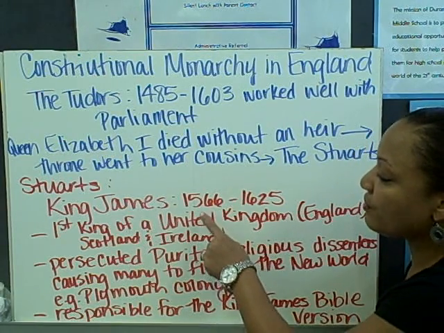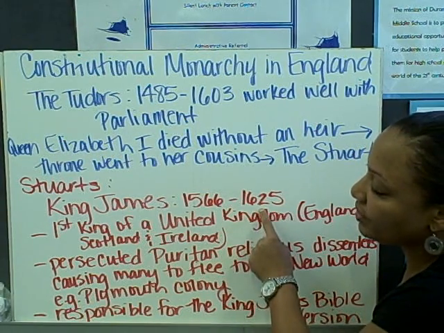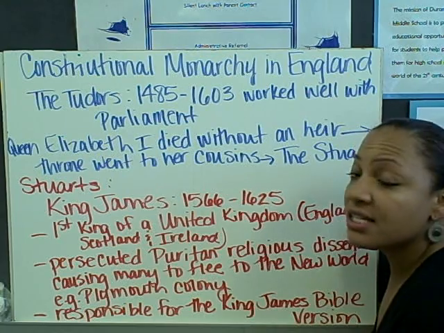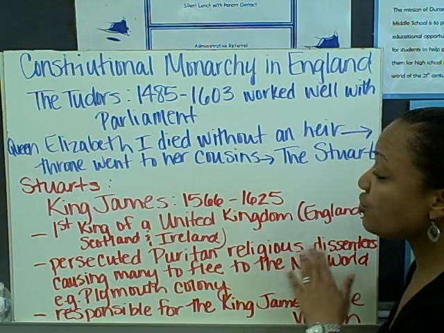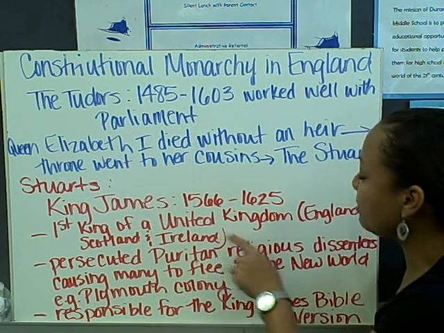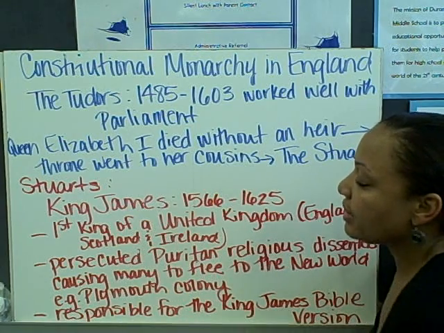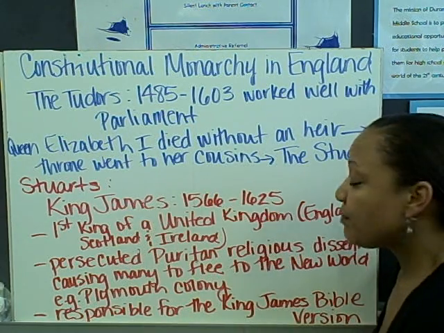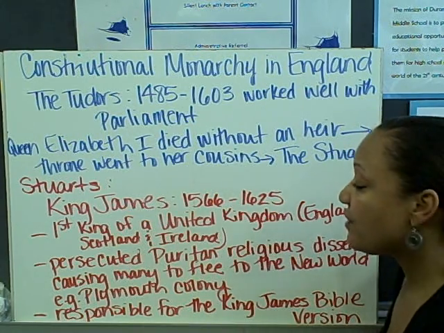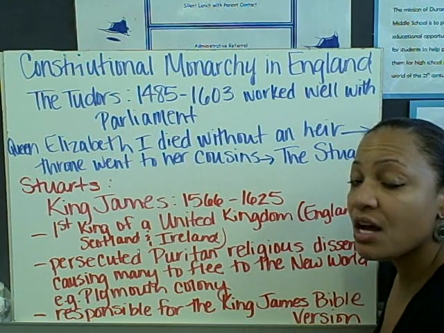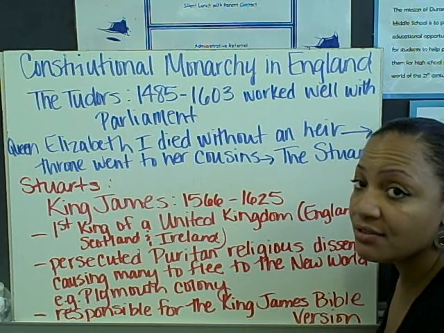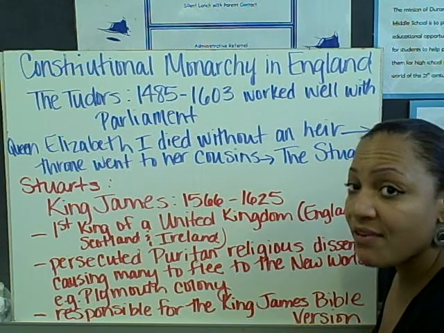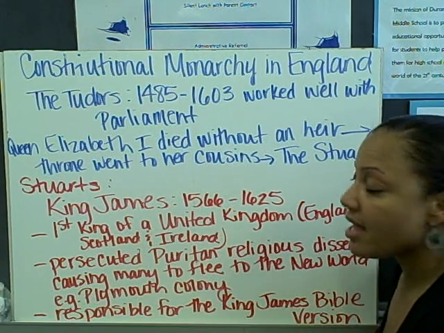He is going to be in charge from 1566 to 1625. He is going to be the first king to rule over three countries, which forms the United Kingdom: England, Scotland, and Ireland. He did persecute a lot of Puritans during his time in office, which is going to cause a lot of them to come over to the New World, hence the United States and the Plymouth Colony and Mayflower Compact. We talked about that last week.